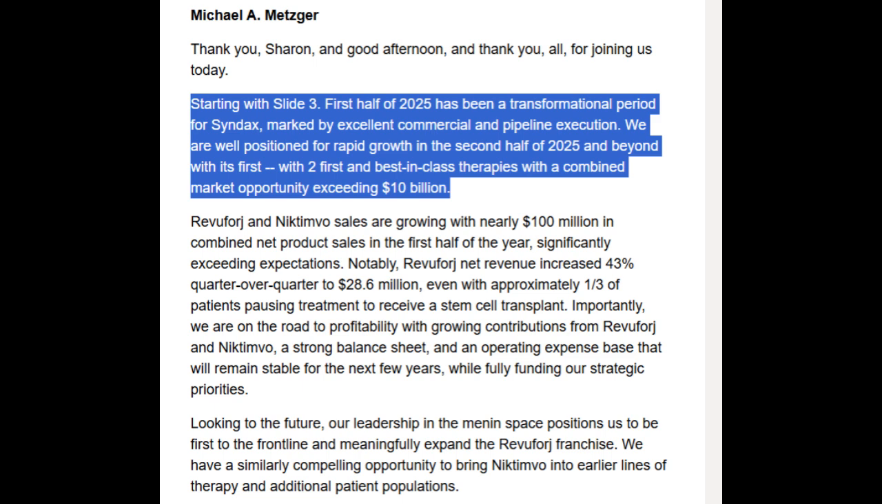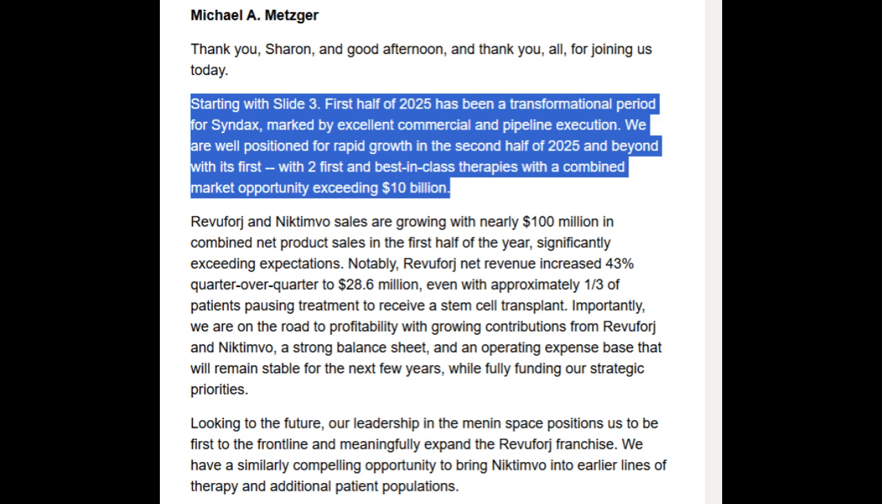And the first section is, they say they have rapid growth in the second half of 2025 with a combined best-in-class therapies, 2 therapies for $10 billion. So right off the bat, we have to kind of pause for a minute and say, what does that mean?